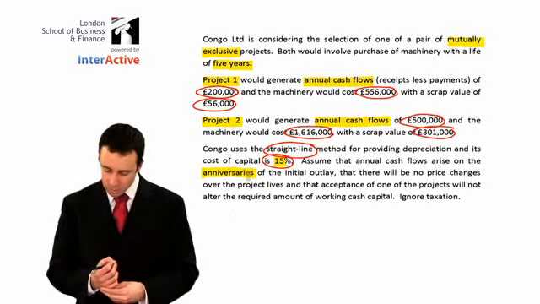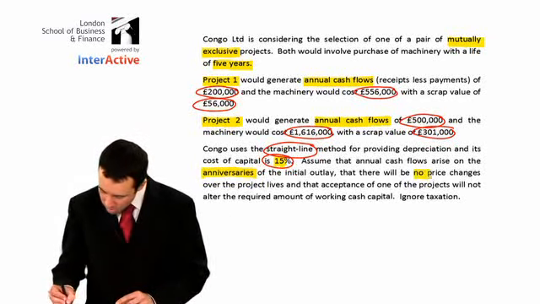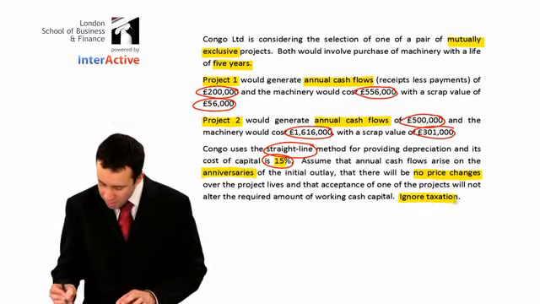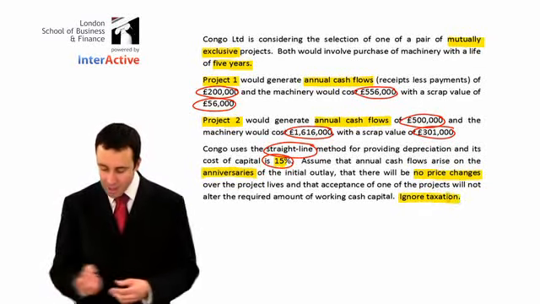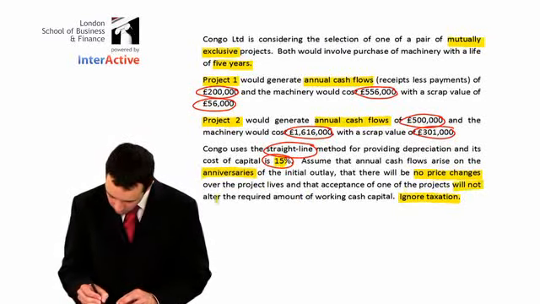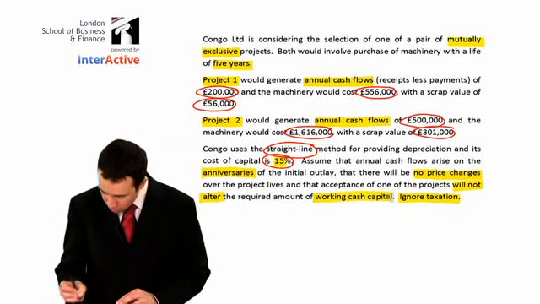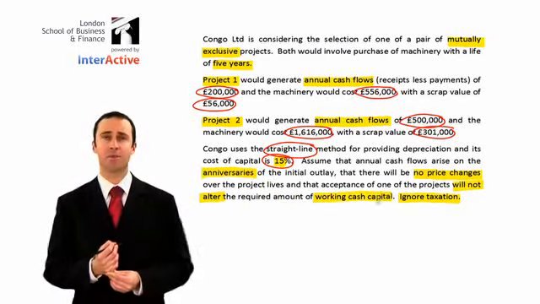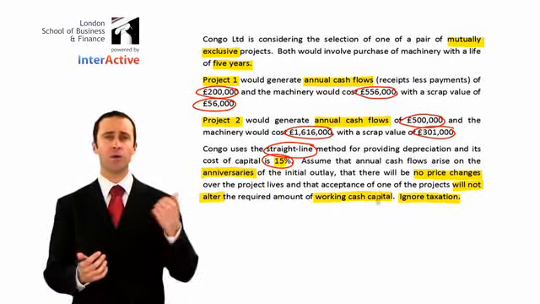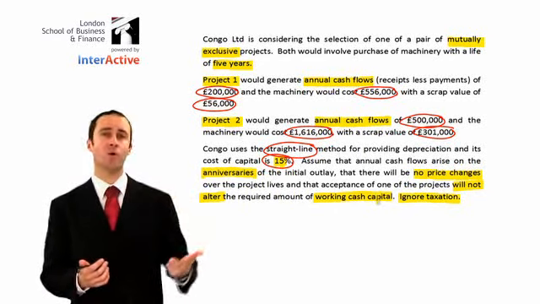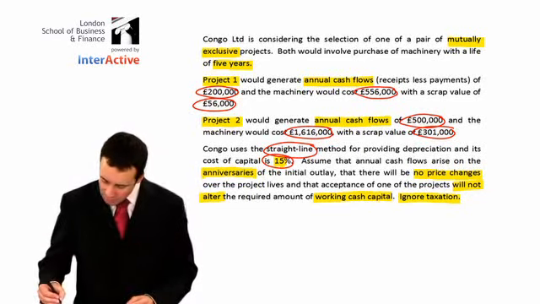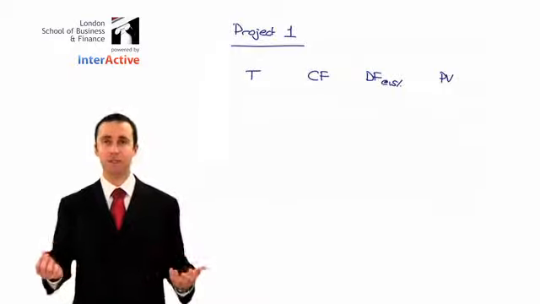And we're also told that there are no price changes, and we're to ignore tax, and also the projects will not alter the working capital. So there's no change in your working capital figure. So we can ignore tax, we can ignore inflation, we can ignore working capital. So let's have a look at these annuity cash flows for Project 1 and Project 2 and see how we get on.